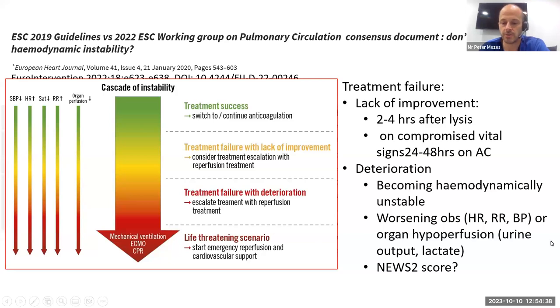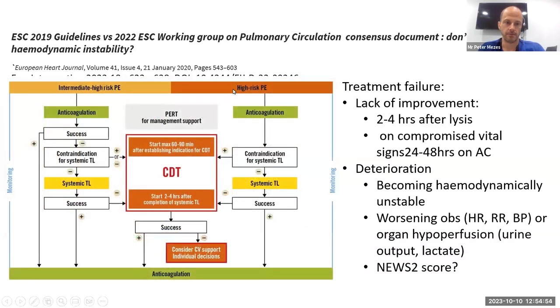There are also some suggestions to start using the NEWS2 scoring in this, but currently there isn't enough data to support that the NEWS2 score is good enough to select these patients. So this is the flow chart or algorithm they recommend. For the intermediate high-risk group, if anticoagulation is successful, so the patient stays well or improves over 24, 48 hours, they can stay on anticoagulation. But if there is no improvement or worsening, then they should get lysis. Or if the lysis does not work or cannot be given, then we should go for catheter-directed treatments.